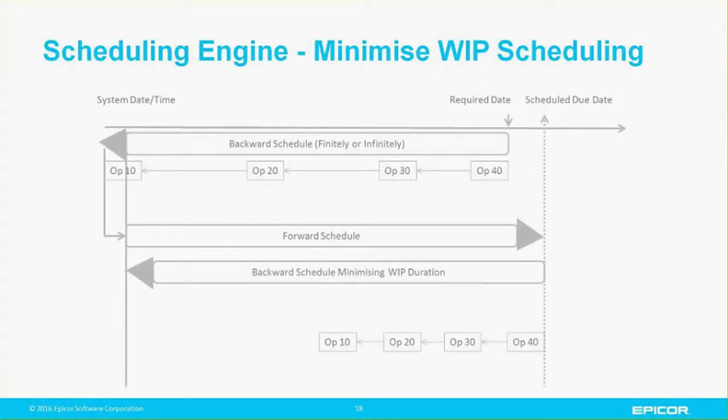The purpose of Minimise WIP scheduling is to remove the gaps that occur between operations in a finite scheduling context when capacity constraints exist. This type of scheduling performs a backwards, forwards, and then backwards again schedule of the job in order to minimize the gaps between operations as much as possible. As a result, the elapsed time of a job in WIP is kept to a minimum. This type of scheduling is enabled via the priority code that is assigned to a job.